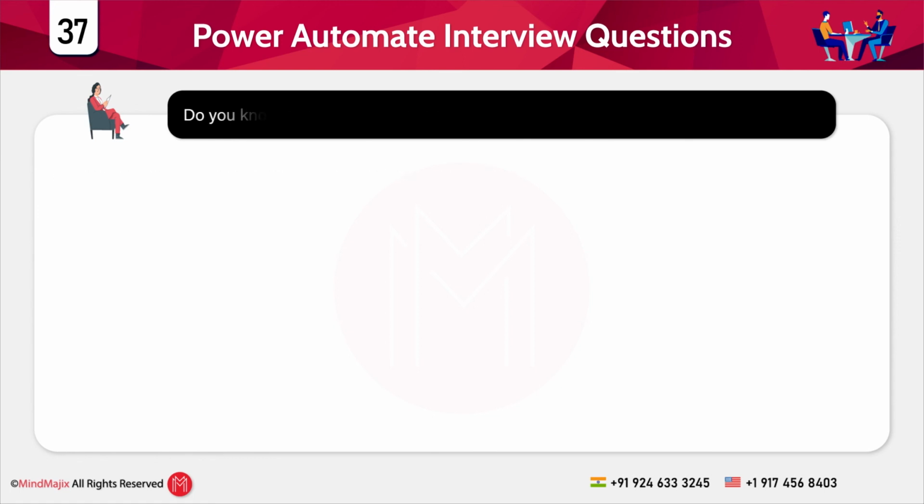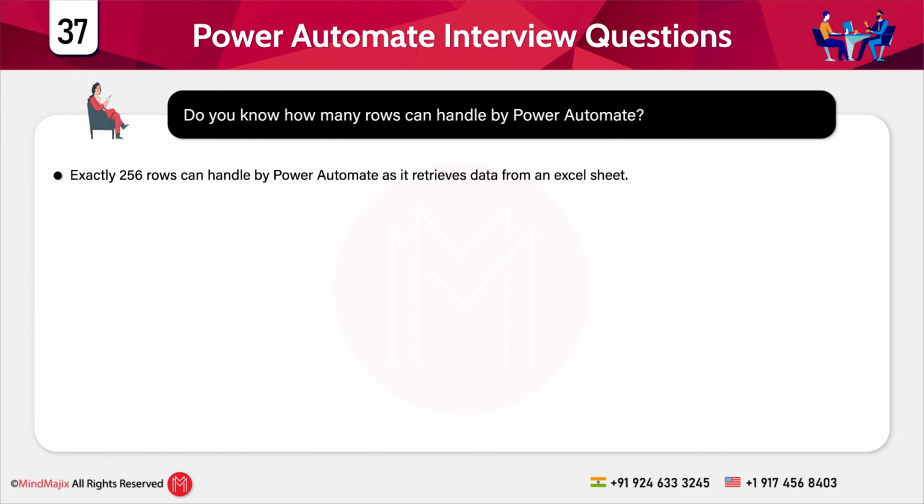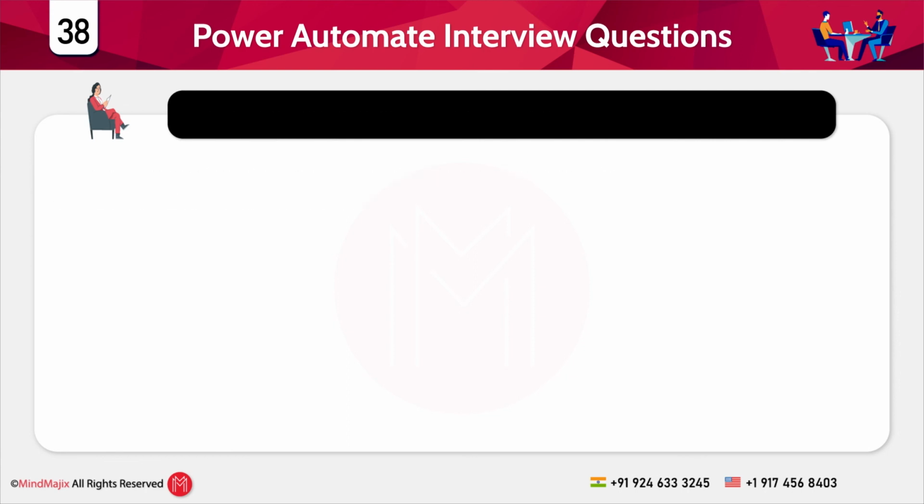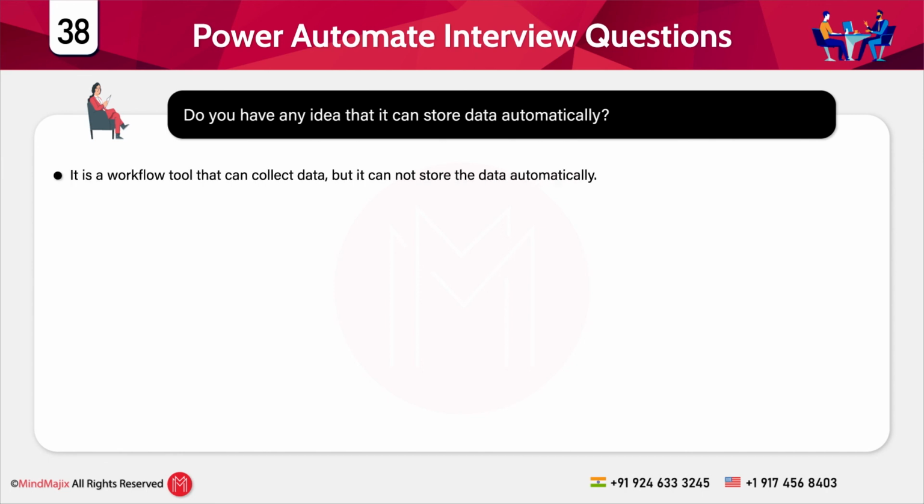The next question is, do you know how many rows are handled by Power Automate? Exactly 256 rows can be handled by Power Automate as it retrieves the data from an Excel sheet. If we use pagination, then we can access more data. The next question is, do you have any idea whether it can store the data automatically? It is a workflow tool that can collect the data, but it cannot store data automatically. Therefore, we need to do some computation to store collected data using some variables.